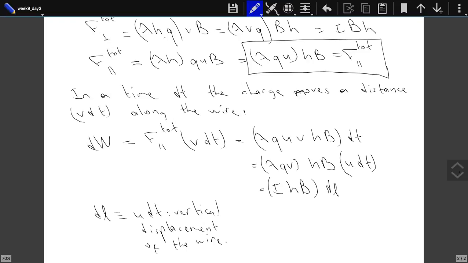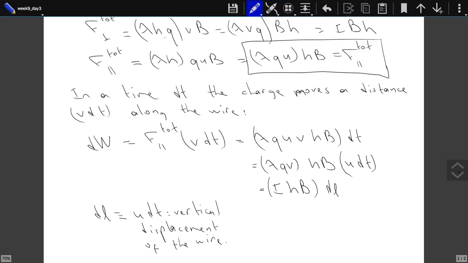Now, if we just reorganize the parameters, this is what we get. Here we have lambda q v. V is, again, remember, the horizontal speed. This is the current. H times B is already there, that's part of the force expression. And what is left is U times dt, where U is the vertical speed. Vertical speed multiplied by the time just gives me the vertical displacement. So the work done by the battery is equal to this expression.